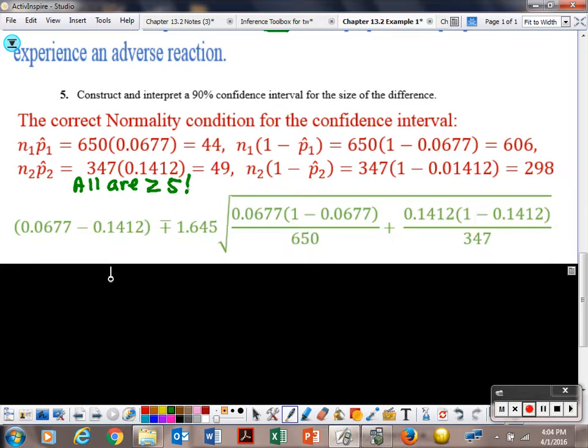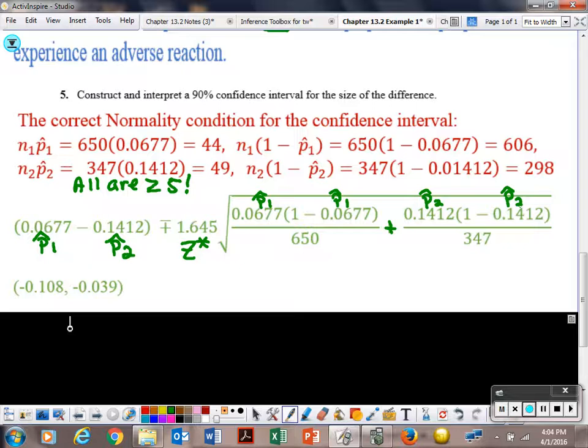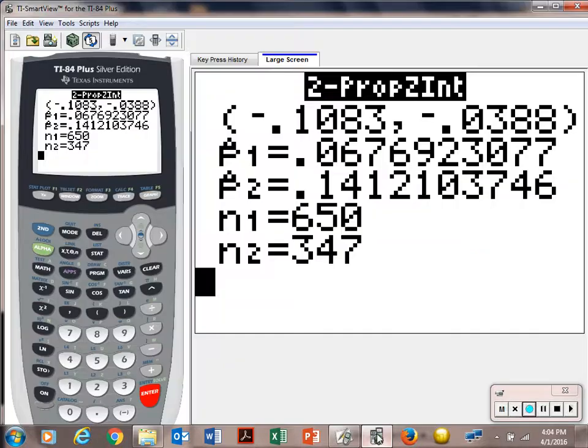All right, so let's go back. I got my numbers plugged in. Again, look at it carefully. This is p hat 1 minus p hat 2. This is our z star for 90%. Okay, this is our p hat 1 times its complement over 650 plus p hat 2 times its complement divided by 347. And we got this interval.